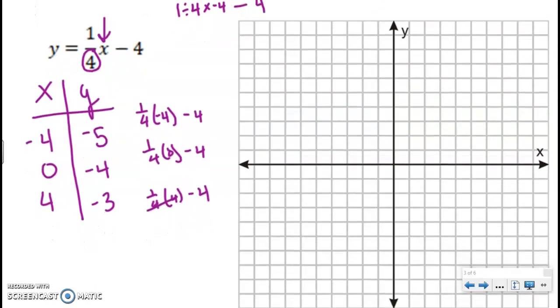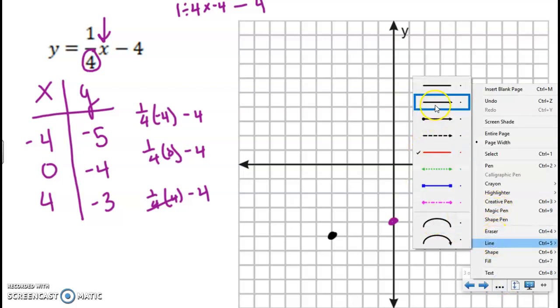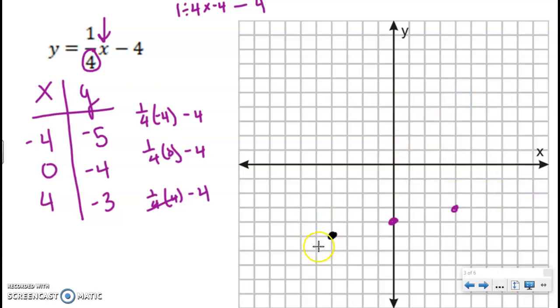Okay. Plotting this, -4, 1, 2, 3, 4, and then down 5, 1, 2, 3, 4, 5, and then 0, -4, 1, 2, 3, 4, and 4, -3, 1, 2, 3, 4, 1, 2, 3. So we have a nice line there. Go ahead and draw this in. Try to make it as accurate as possible.